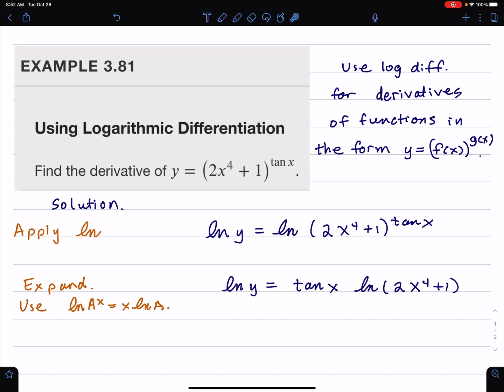So with logarithmic differentiation, we apply ln to both sides. And then what we do is we expand. We use properties of logarithms to expand. Here our expansion brings tangent to the front. And the next step, what we're going to do is differentiate.